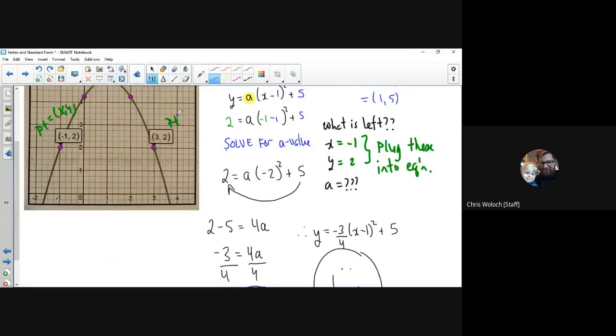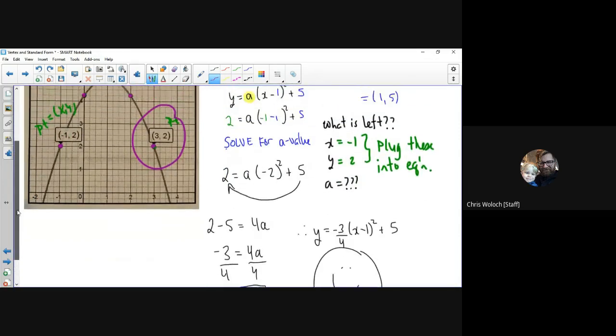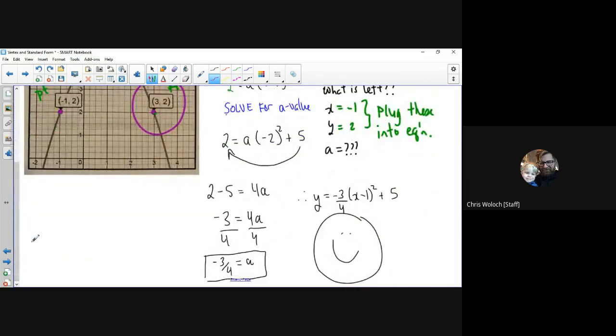And if you picked, say, this point here, (3, 2), guess what? You're going to get the same a value. Okay. So hopefully everyone feels good about that. So let's move on.